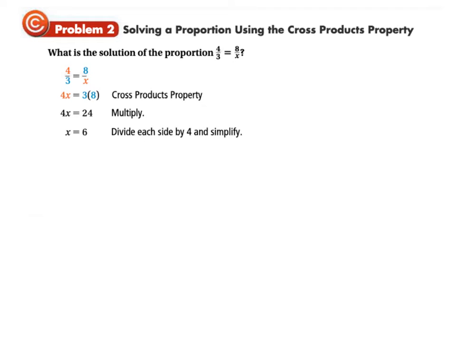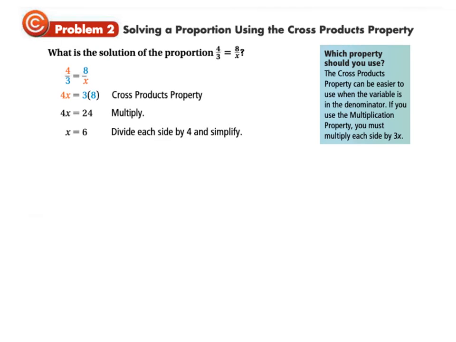What's the solution to the proportion 4/3 equals 8 over x? And we saw two methods. One where there was a variable on top and it was being divided by something, and we could just multiply by that thing. And then we had the one with the cross products. Well, which one do we want to use? This one's easier, the cross products, because the variable's in the denominator, so it's not being divided by that number.